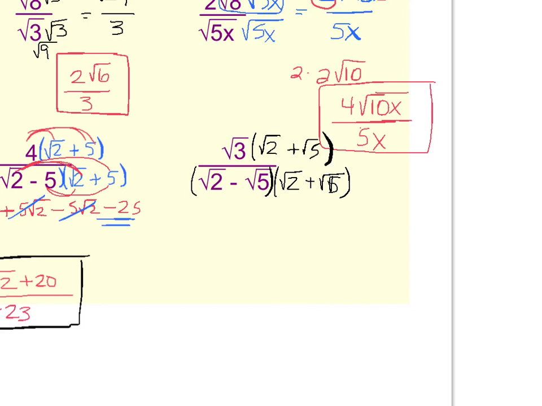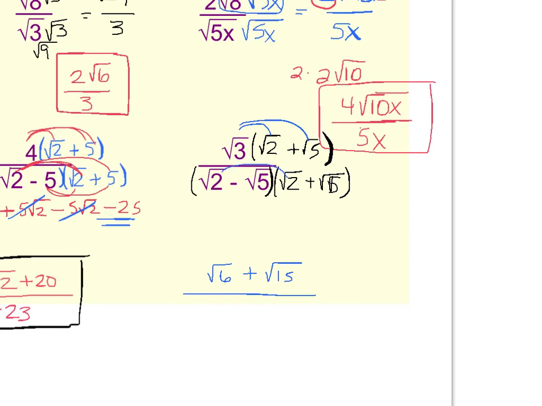Alright, now when we simplify, in the numerator, do your distributing. Square root of 2 times the square root of 3 is the square root of 6. Square root of 3 times the square root of 5 is the square root of 15, over. Now the denominator, this is where we're going to do our FOILing.